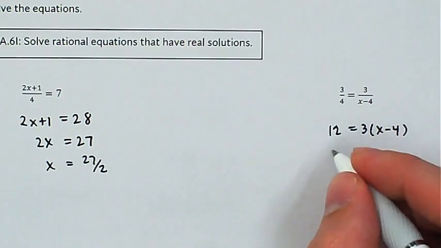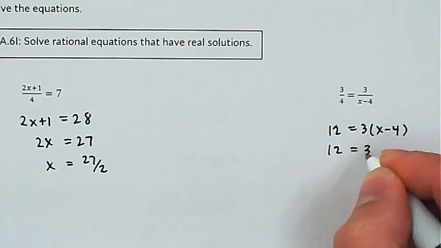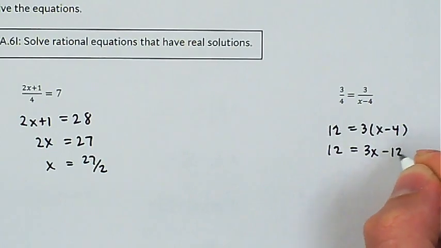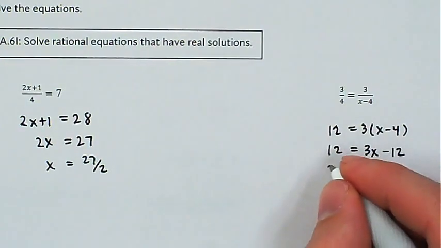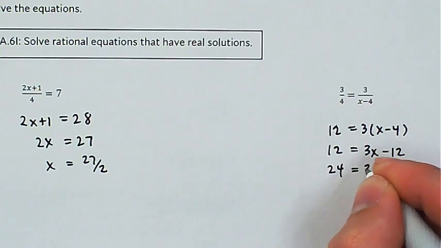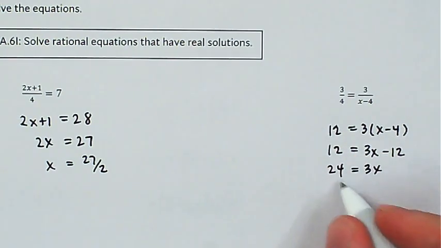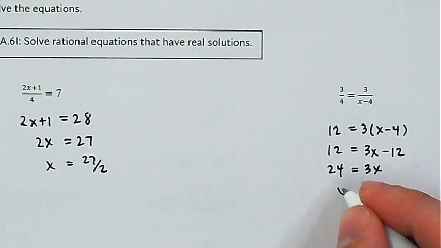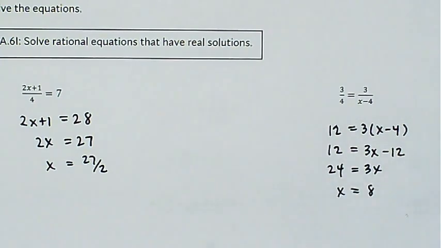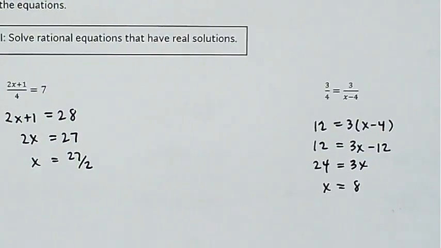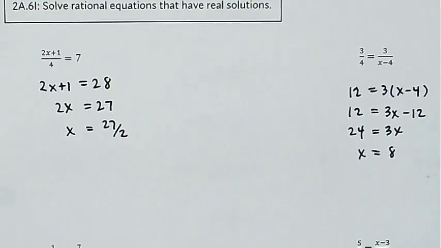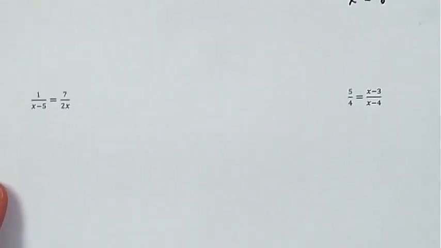So I'm going to distribute that 3 to have a 3x and a negative 12, and then I'm going to solve this equation the old-fashioned way. I'm going to add 12 to both sides, and then divide by 3. 24 divided by 3 is going to be 8, so x is equal to 8. These are two of the more basic ones we're going to look at, but it's definitely good to start with what we're familiar with. So let's move on a little bit.